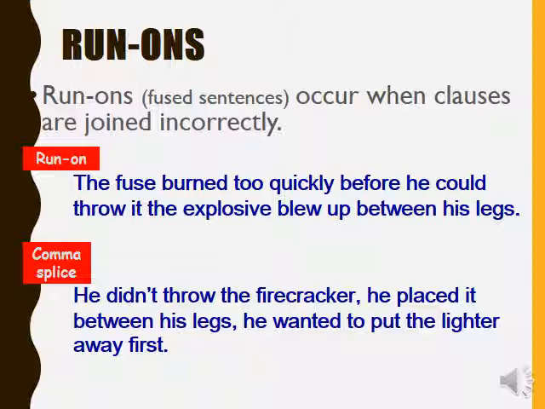Let's see what happened when we added the comma. He didn't throw the firecracker. He placed it between his legs. He wanted to put the lighter away first. So here, the meaning of the sentence changed, right? So the whole meaning of the sentence changed and you could understand the meaning more. So run-on sentences are misunderstood sentences because you do not understand the meaning of the sentence due to incorrect joining.